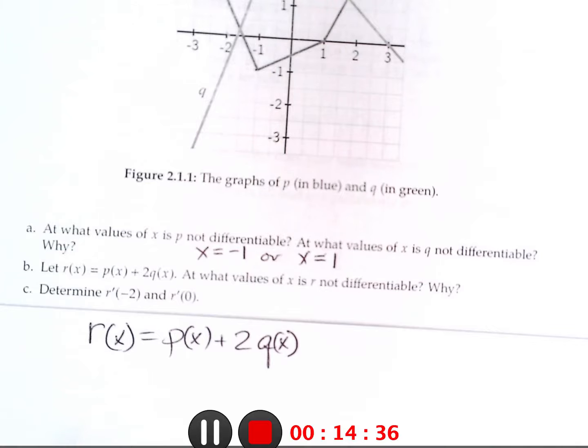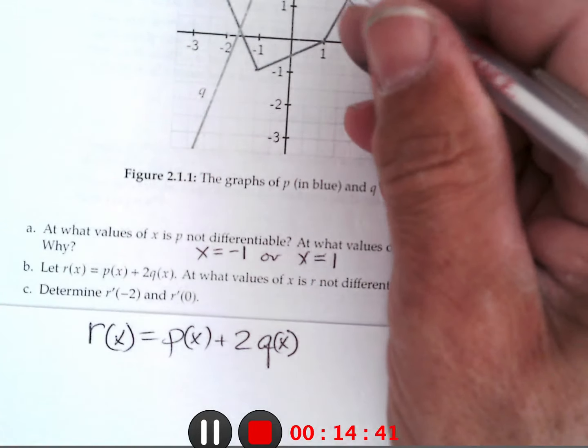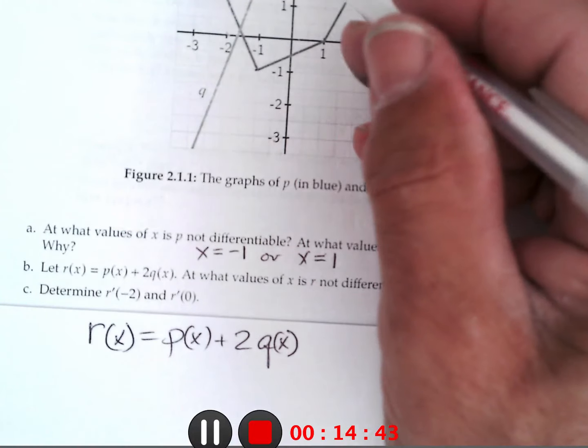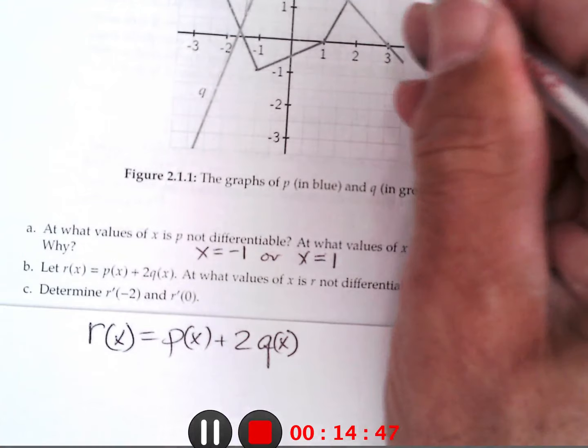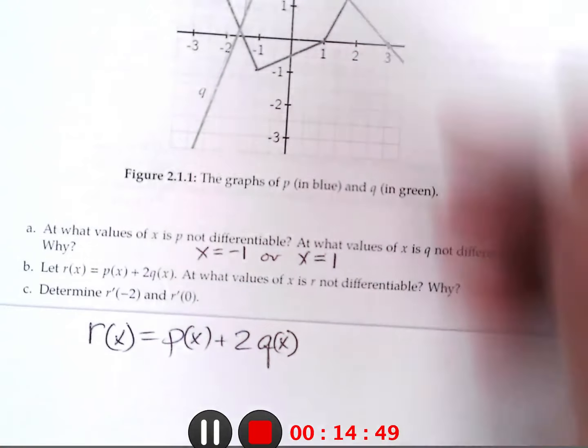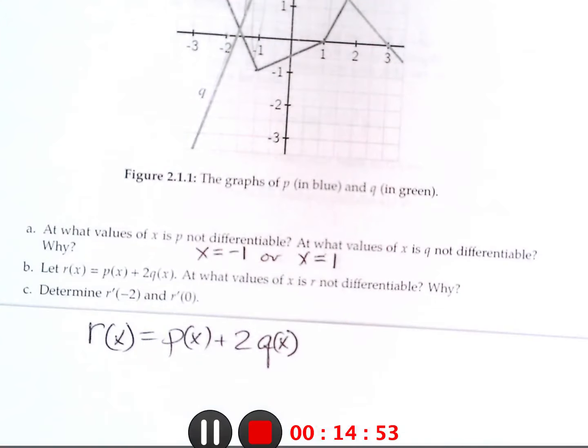And in class, I showed how these added and became something that looked like this. Okay? But there's still a cusp here, and there's still a cusp there. C, r prime of negative 2 at negative 2.